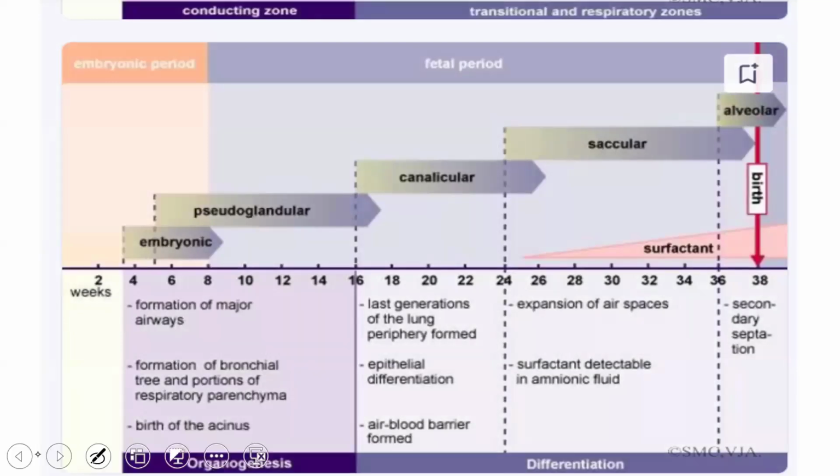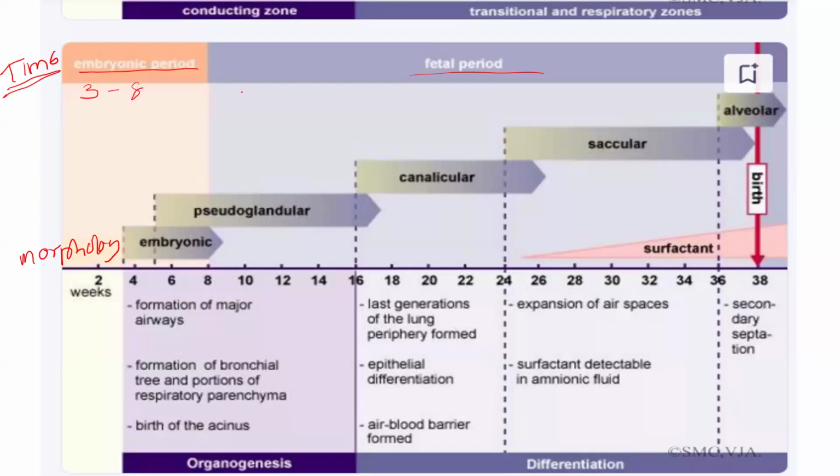Now, development of the lung can be divided either according to the time period or according to the morphology. So according to the time period, you just have two periods, the embryonic period and the fetal period. As you know, the embryonic period will start from week 3 and end around week 8. Fetal period will start from week 8 and go until week 38.